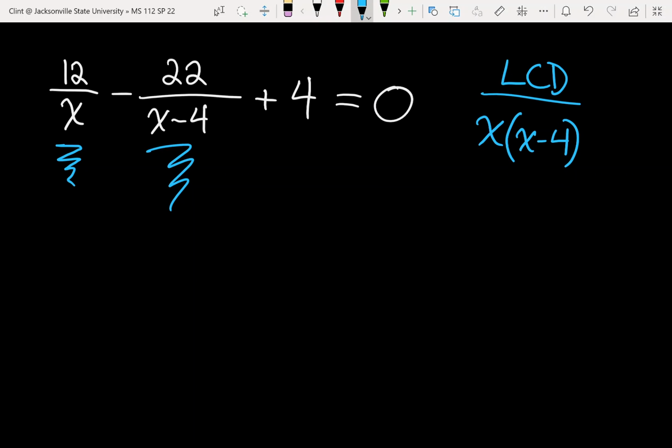And then the last one's a 1, so I don't have to worry about it. So it turns out that x times x minus 4 is our least common denominator, and we don't have to multiply that out. It's going to be easier for us to leave it factored like that.